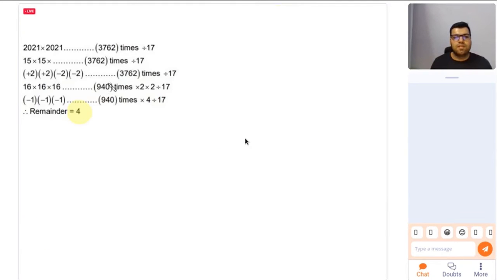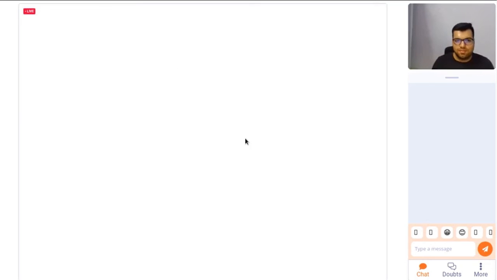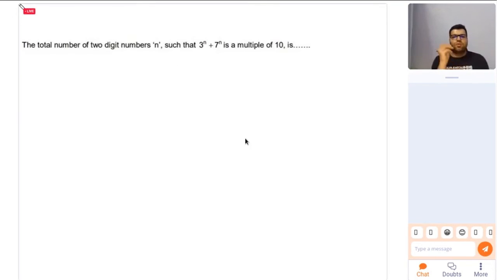And whatever method they used, better to use, but we have learned. Oh, this is another question. Total number of 2-digit numbers. Okay, so total number of 2-digit numbers, we know they are 90. From 10 to 99, 90 numbers are there.